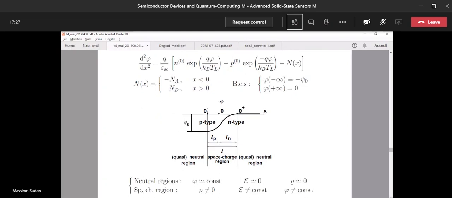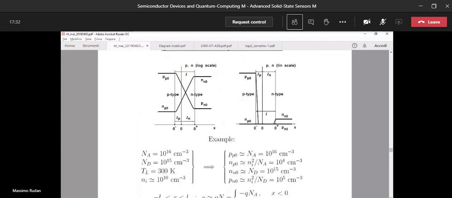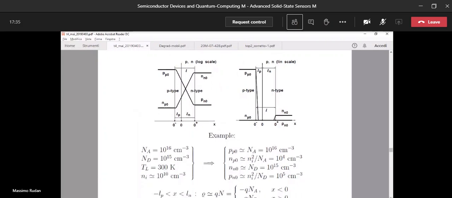So if you look at the left part of the page, you see that the concentration of the electrons is reproducing the form of the electric potential apart from constants, because this is a logarithmic scale. So the vertical scale is logarithmic.